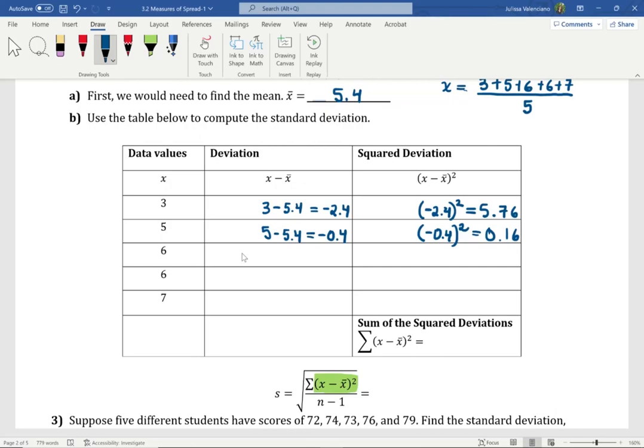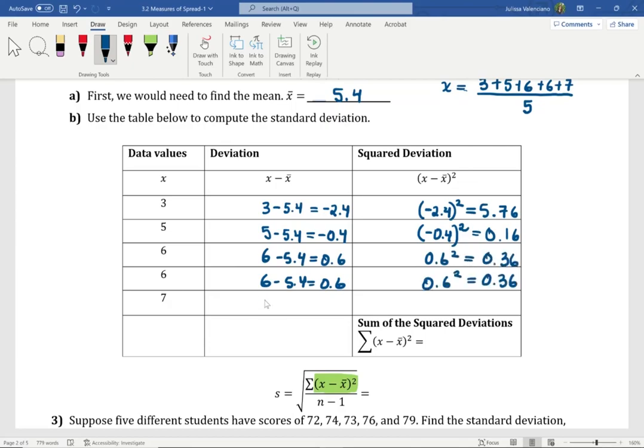Let's go ahead and do the next two data values. We have 6 minus x bar, which is equal to 0.6. I'm also going to do the next x value, which is also 6. 6 minus 5.4 is equal to 0.6. Okay. Now we need to square those deviations. So we have 0.6 squared, and we should be getting 0.36.